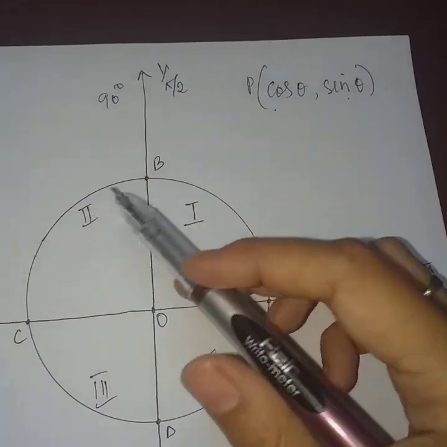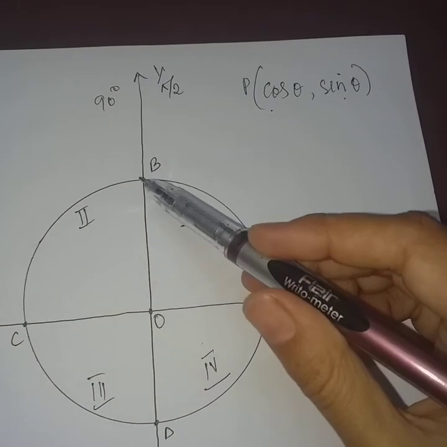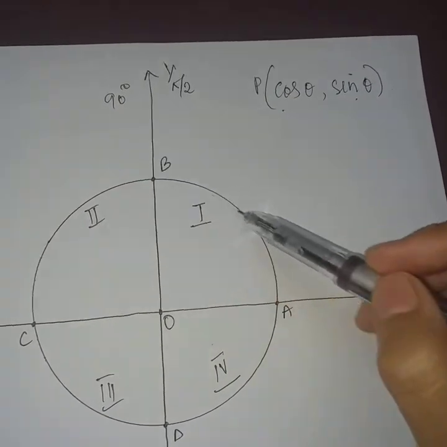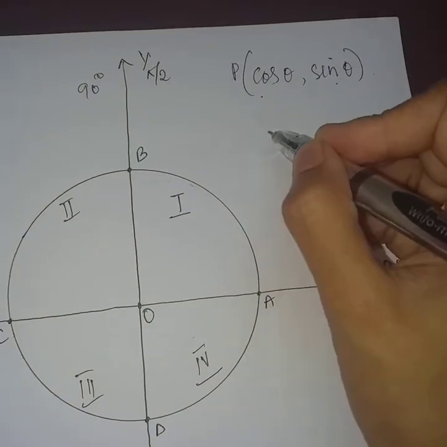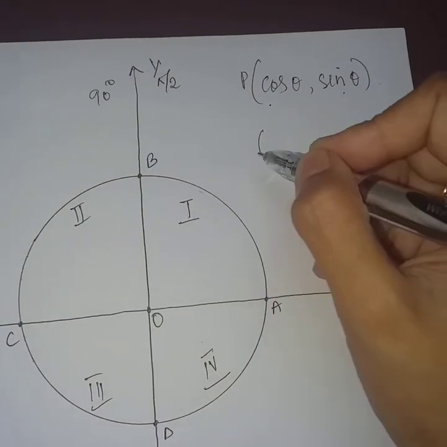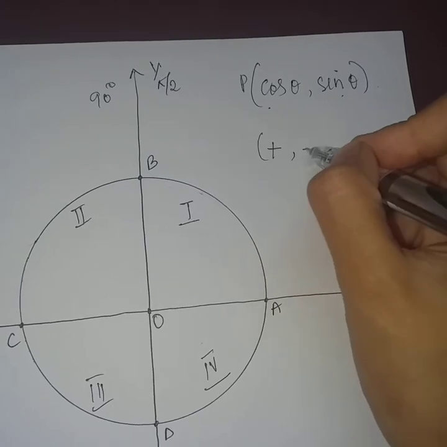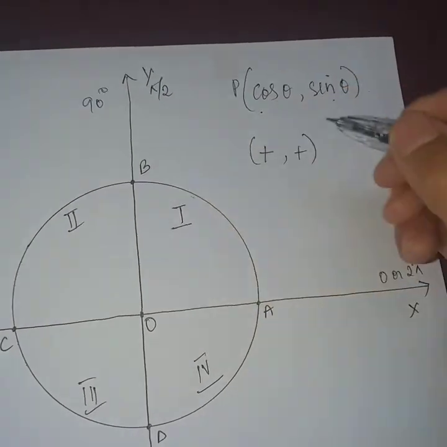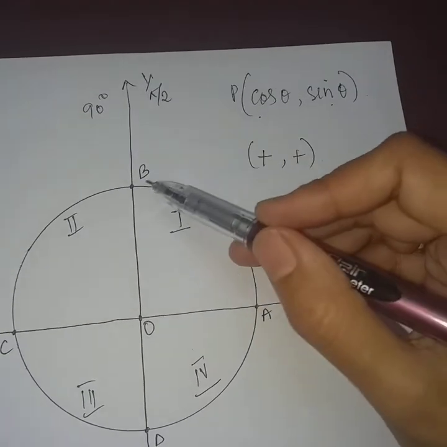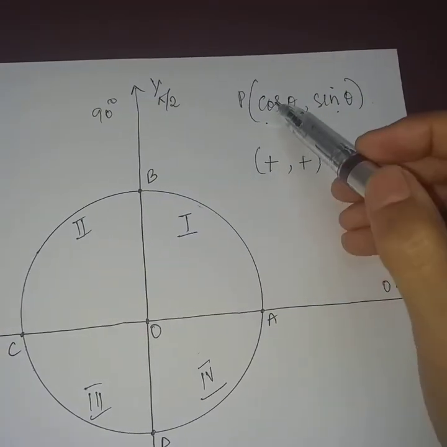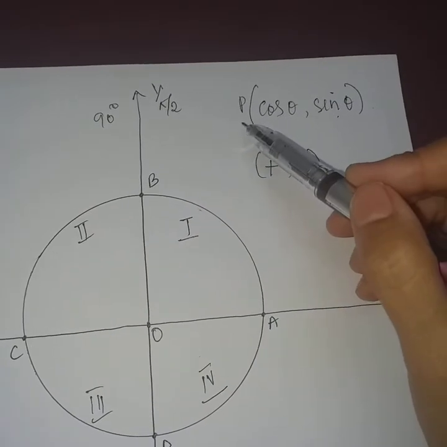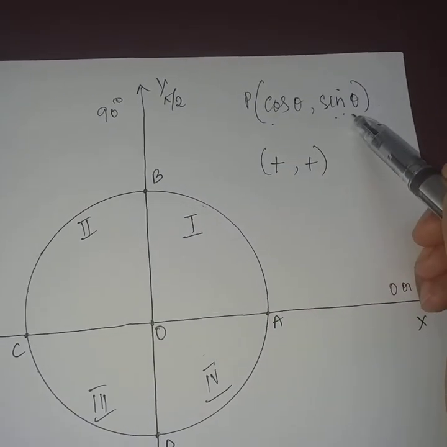So every point of the circle in the first quadrant, here there are many points in the circle, all these points will have coordinates plus and plus. That means both the coordinates will be positive. So here we see that every point can be expressed as cos theta, sine theta. The coordinates of a point may be expressed as cos theta and sine theta.